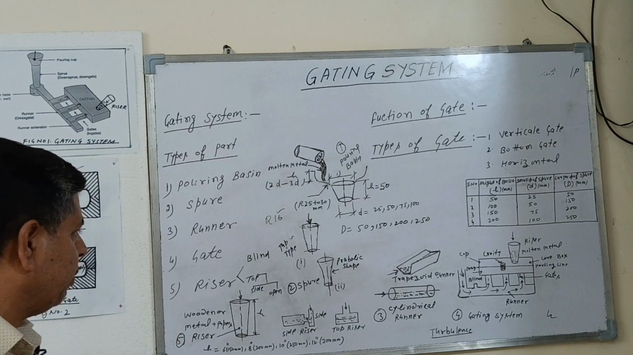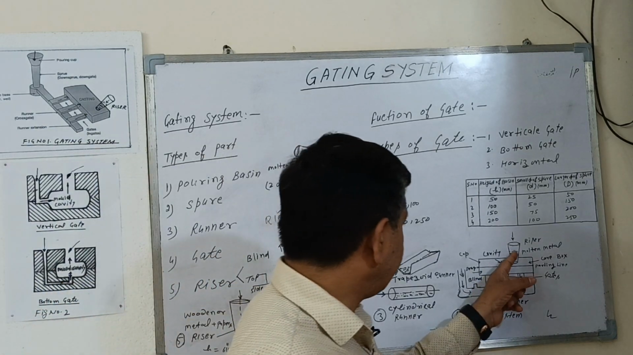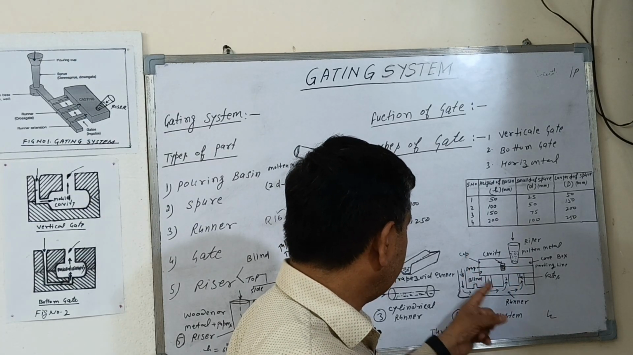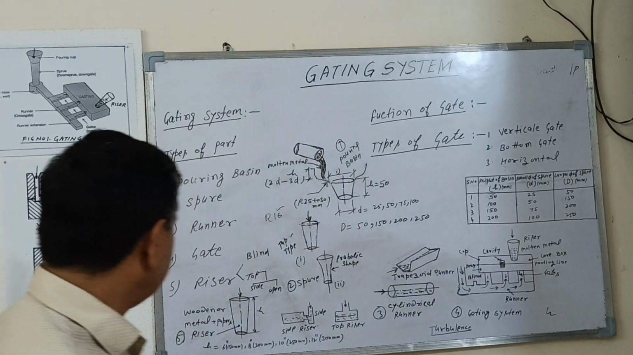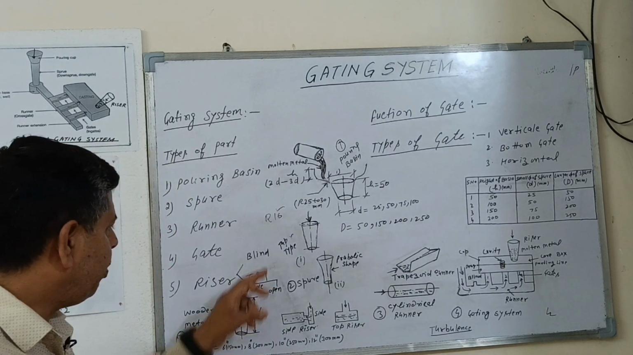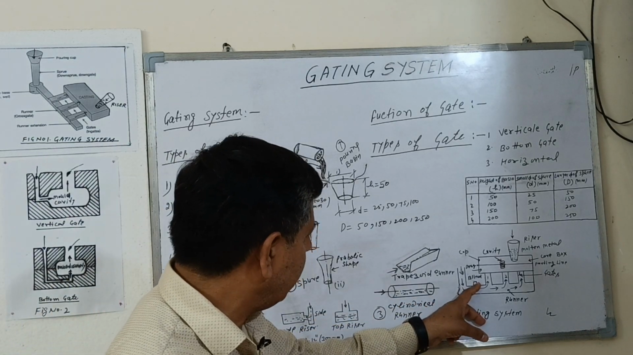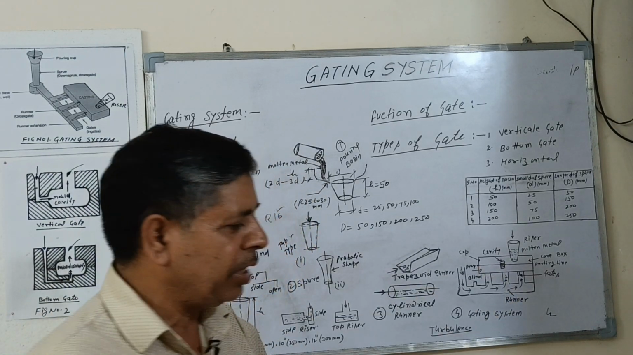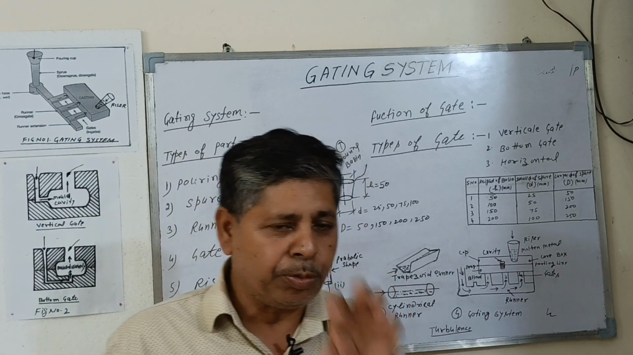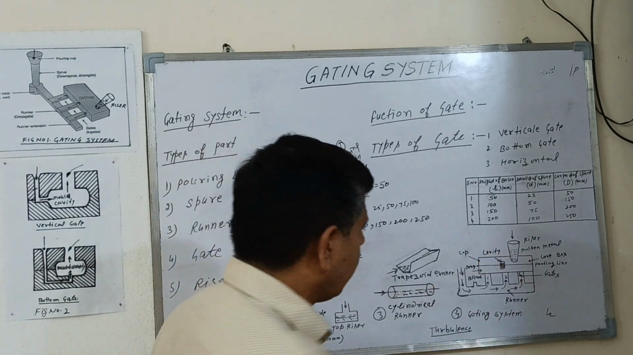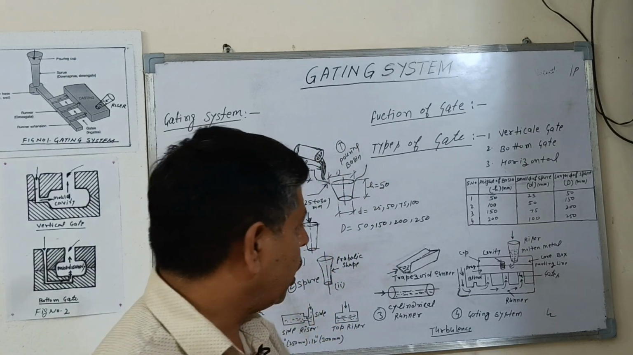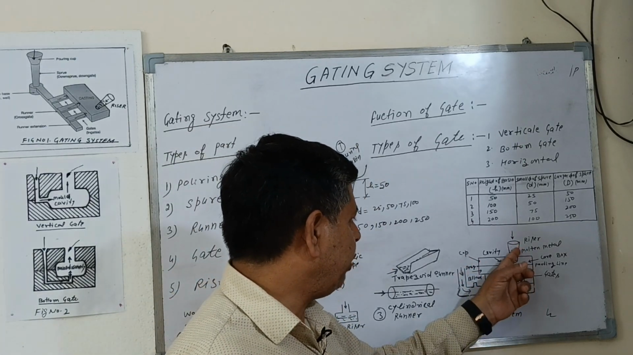Fifth number is the riser. This is a riser, this is the molding cavity, core box, this is the cope, this is the drag, and the metal is here. Risers are generally of two types: the blind riser and the top riser. The main function of the riser is to store the material. When the material is coming to the solidification position, the metal comes back to fill up this cavity and also to remove the shrinkage of the component.